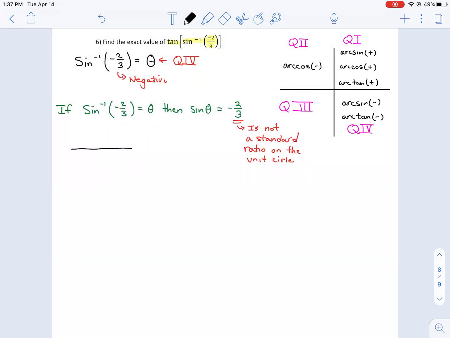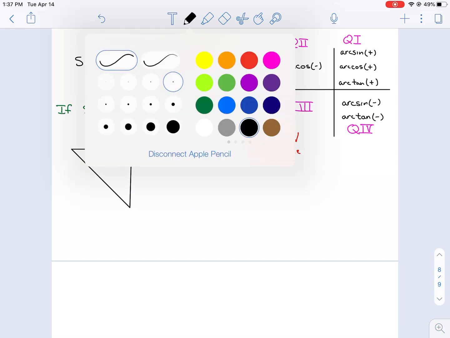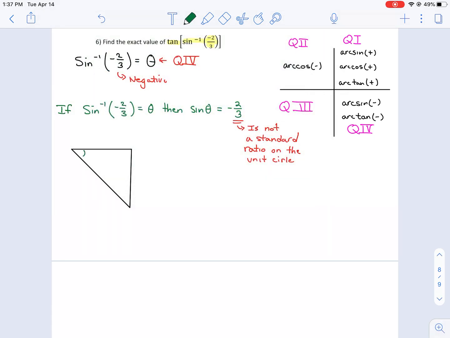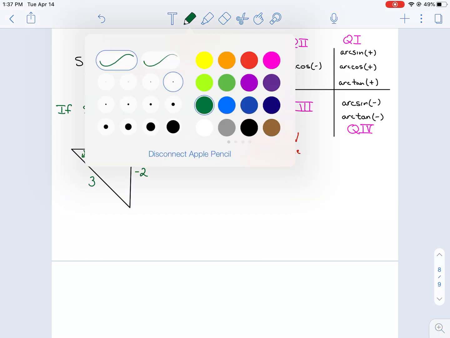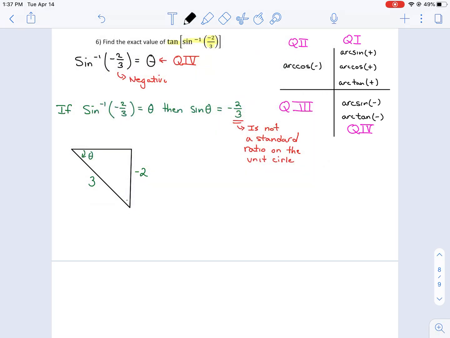So what I'm going to do is draw a right triangle that would be located in quadrant 4. Theta will go in the top left. And the ratio for sine is opposite divided by hypotenuse. And the reason why the 2 is negative is because that vertical line is actually going down, which is a negative direction.